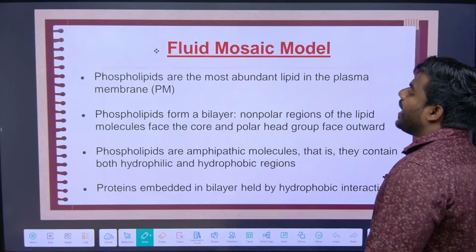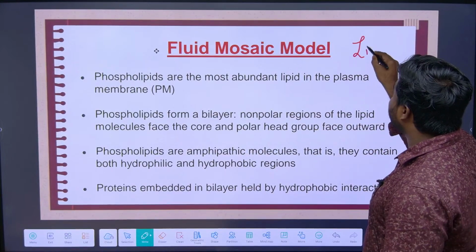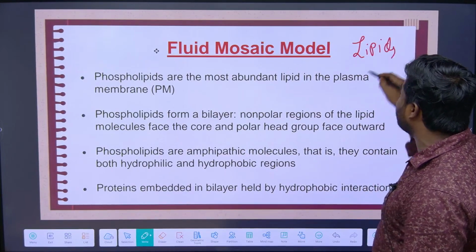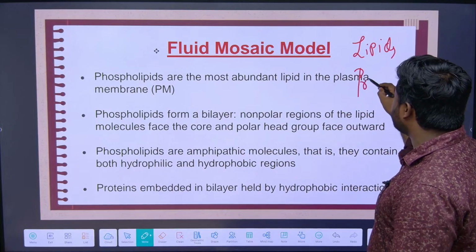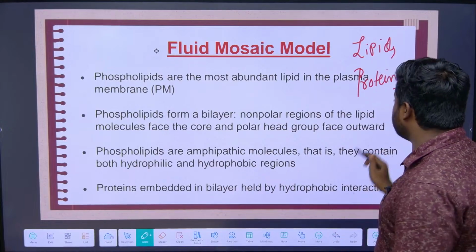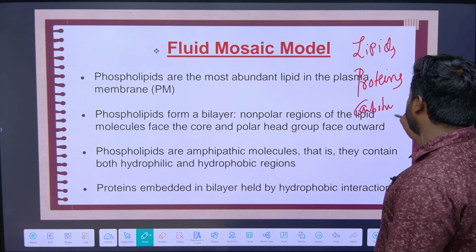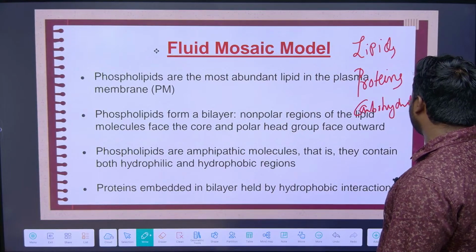Now what do we have to read for the exam? We have to read what types of lipids are present on the membrane, what types of proteins are present on the membrane, and what their functions are. Then, very important, the types of carbohydrates present on the membrane and their function.